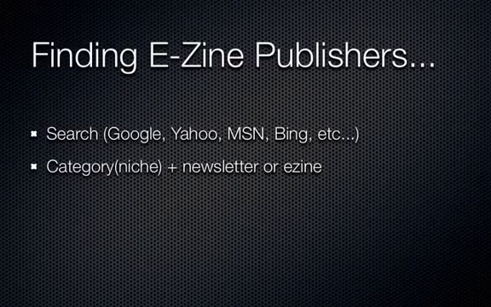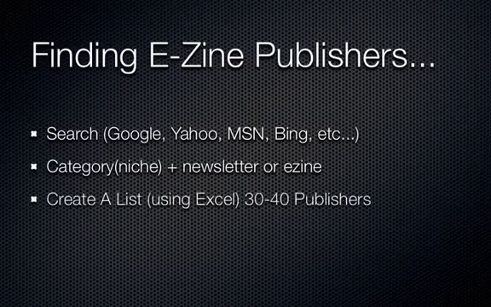So we're gonna take that category, and then we're simply gonna put that category's name or whatever that niche is in Google search, and we're simply gonna add the word newsletter or e-zine. Okay, so we're gonna search for a particular niche. And our goal is to find a newsletter publisher or an e-zine publisher in that particular field. Okay, and I'm going to show you how to do this here in just a second.